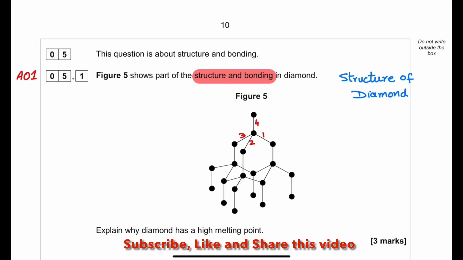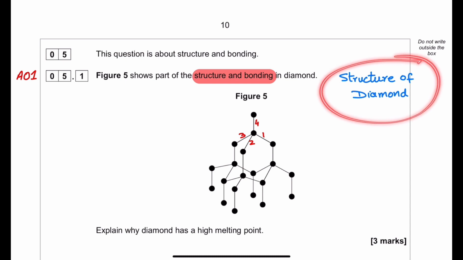Question number 5. The question is about structure and bonding. 5.1. Figure 5 shows part of the structure and bonding in diamond. This is an AO1 question, and it is coming from the structure of diamond. A diamond structure is shown there. Let's discuss the diamond structure.